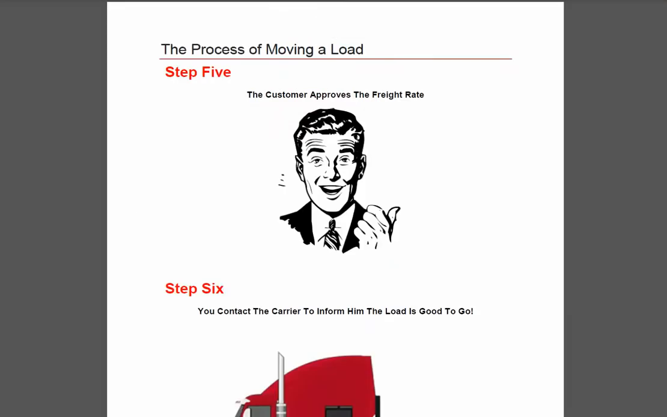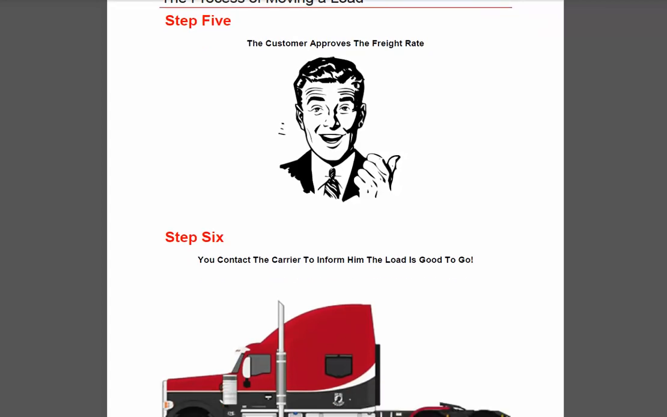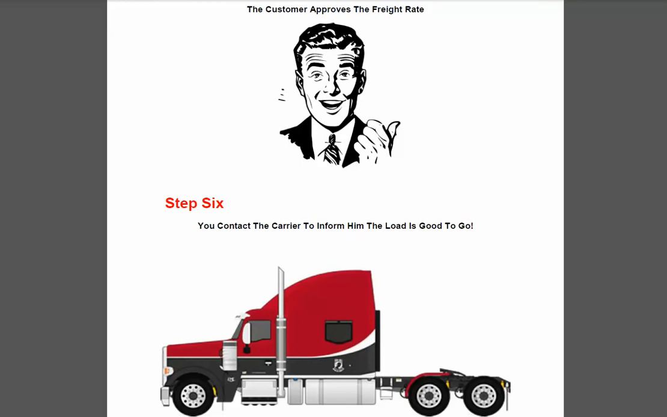Now, step five, he's going to approve the rate. So at this point in time, you're going to do a couple of different things. All right. You're going to talk to your shipper, go over all the final load details, make sure he's good with the rate. Once again, you're just going to reaffirm it.